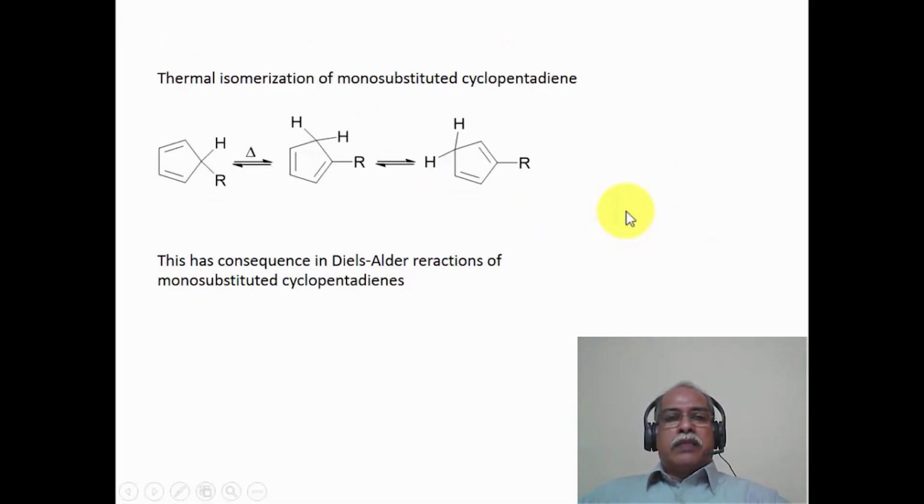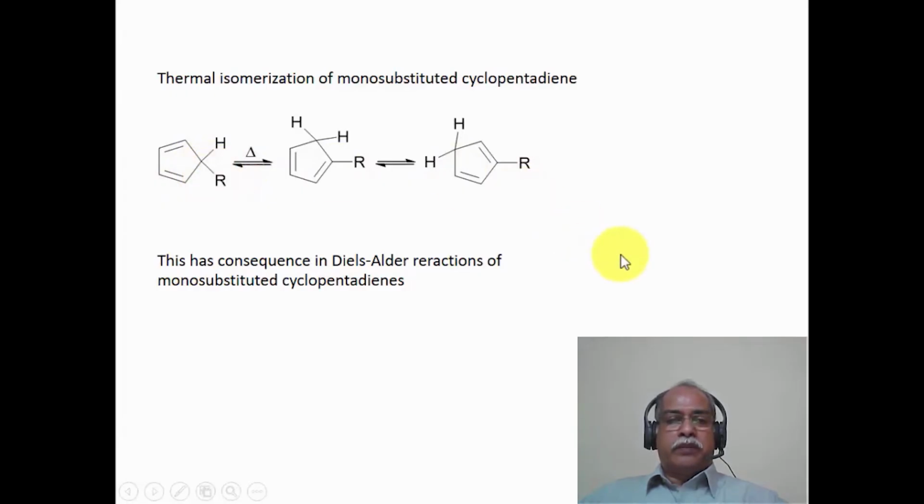The thermal isomerization of monosubstituted cyclopentadiene is very common. You can see here the example that is shown here. This is a monosubstituted cyclopentadiene derivative. This carbon-hydrogen bond is undergoing the migration to this specific position. So in the process of migration, another isomer of the cyclopentadiene is produced, and further migration will produce another isomer of the cyclopentadiene. The consequence of this migration is that you have a mixture of cyclopentadienes produced during the course of the migration.